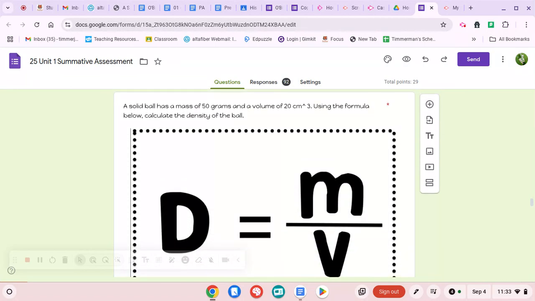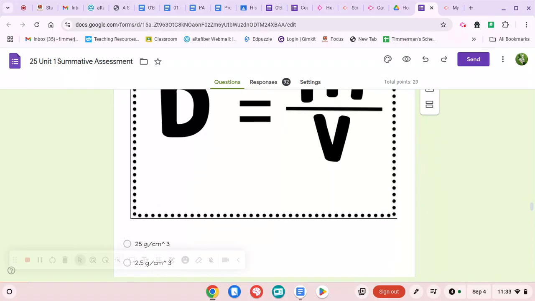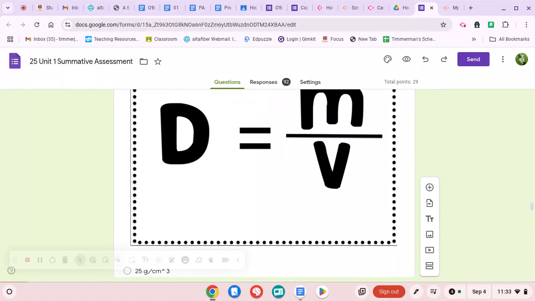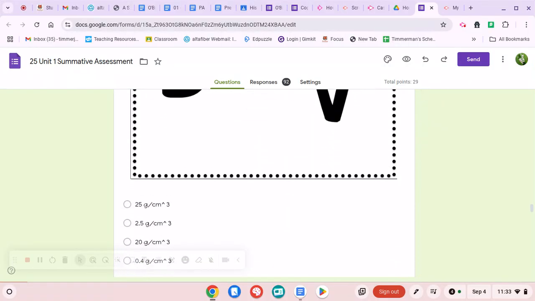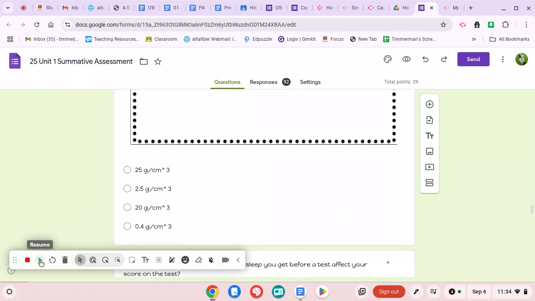A solid ball has a mass of 50 grams and a volume of 20 centimeters cubed. Using the formula below, calculate the density of the ball. Density equals mass divided by volume. Is the density 25 grams, 2.5 grams, 20 grams, or 0.4 grams?